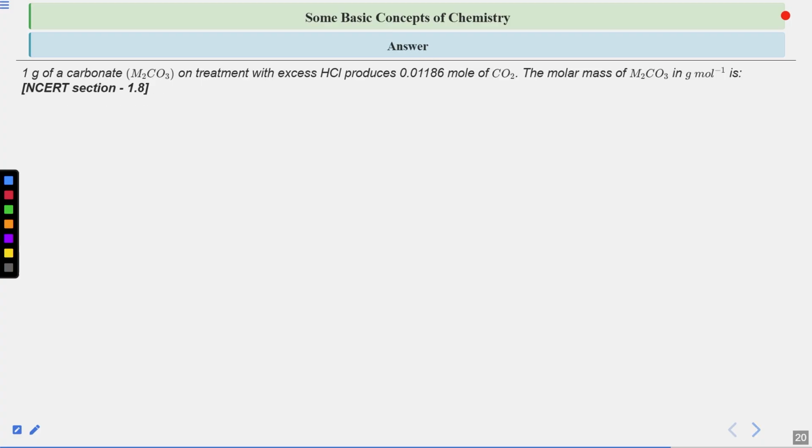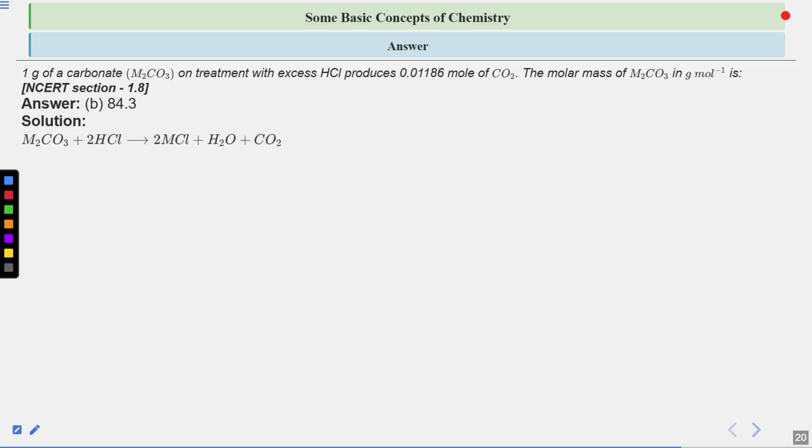So what we have to do in the question is calculate the molar mass of M2CO3. Those who have calculated it, the correct answer will be 84.3, which is option number B. How will we solve it?